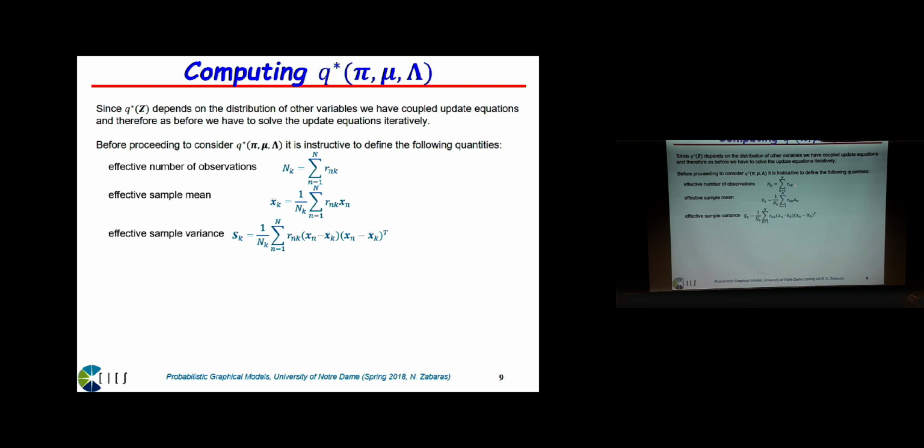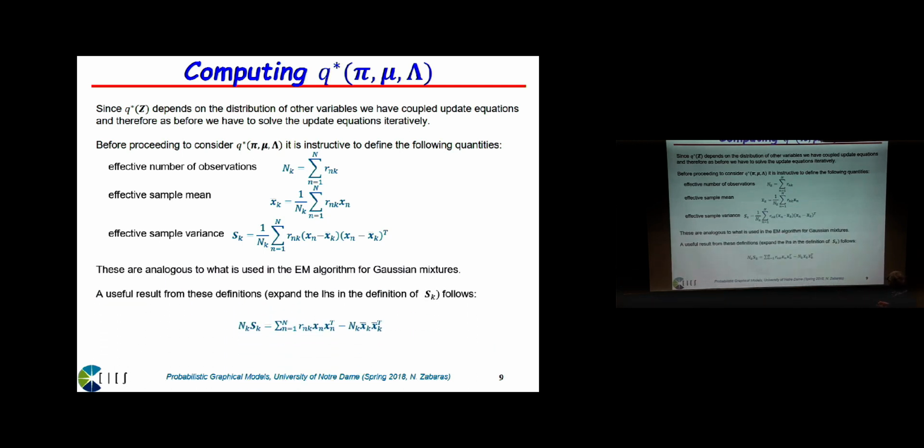So this is the effective number of points in the Gaussian K. Basically you go through all the points and you sum these posterior responsibilities. Now this is the effective sample mean of the Gaussian K. You take all the x's, multiply them with the posterior responsibilities, and this is the effective variance. I'm defining this because with these definitions, you will see that the algebra is going to simplify.